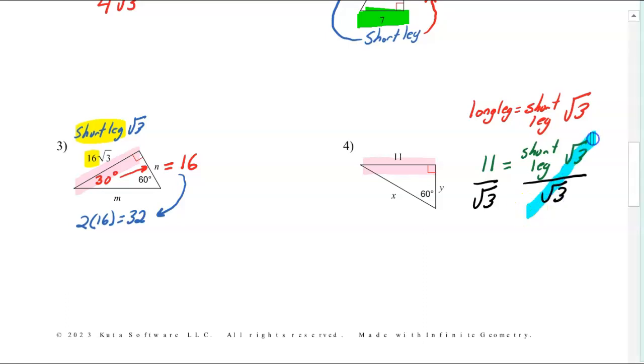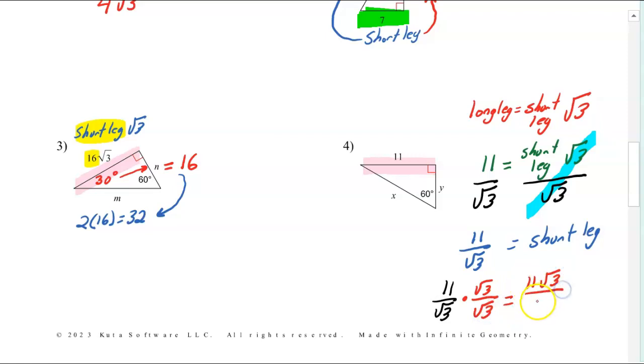The square root of 3's on the right hand side reduce. So we get the short leg is equal to 11 over the square root of 3. And we simplify that by multiplying by the square root of 3 over the square root of 3. And when we do that, we get 11 square root of 3 over the square root of 9. And that simplifies to 11 square root of 3 over 3.